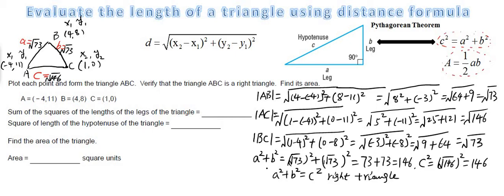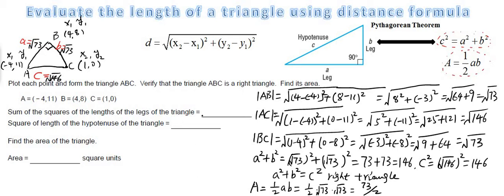Now, how to evaluate the area of this right triangle? We're going to follow the formula here: A equals 1/2 a times b. Since we know that is a right triangle, we can use the formula 1/2 a times b. Half of square root of 73 times square root of 73, and we're going to get 73 over 2.